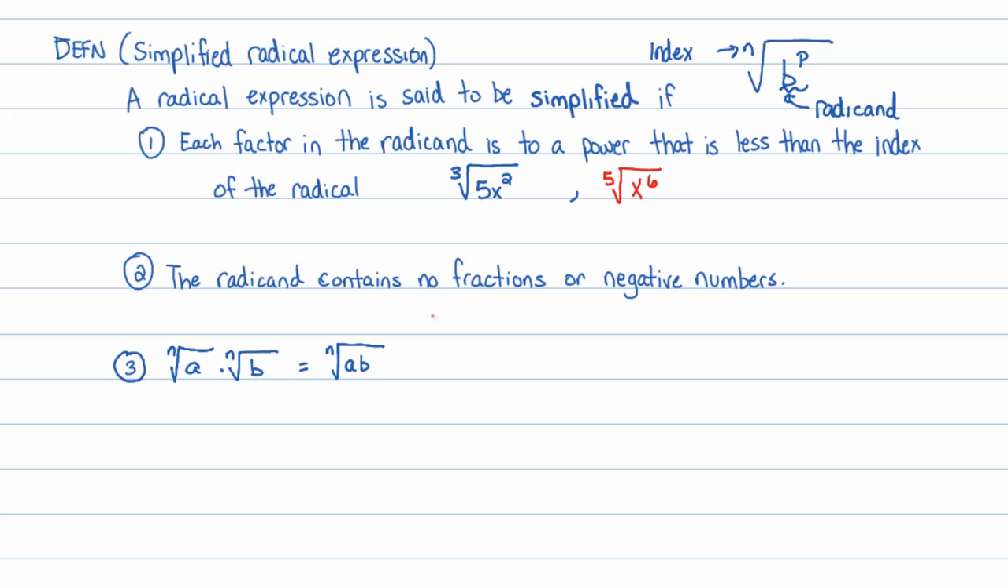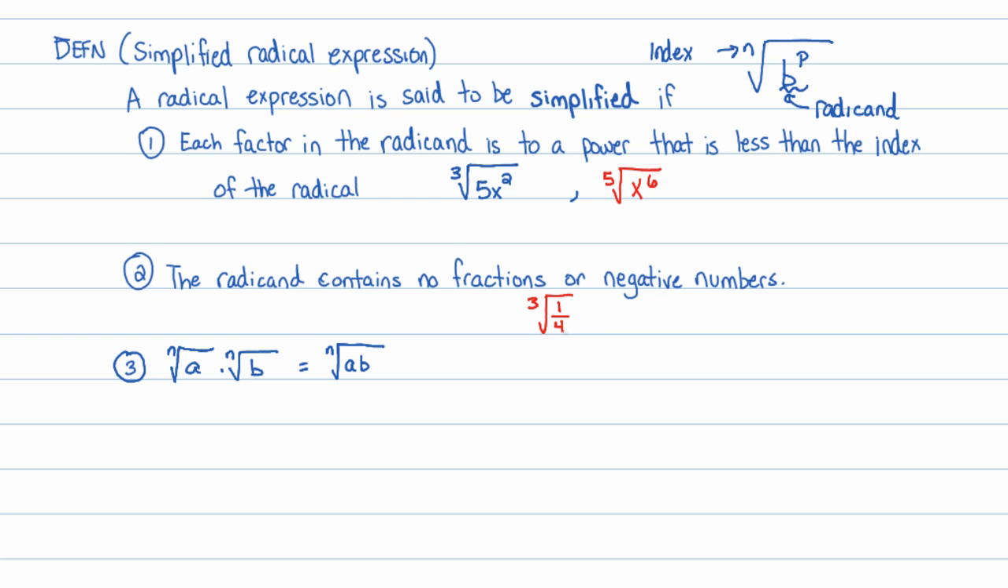The radicand contains no fractions or negative numbers. In other words, we don't have stuff going on like the third root of 1/4 or something like that. That's illegal. We don't like that. It's much easier to say that's the third root of 1 over the third root of 4, or better yet, 1 over the third root of 4.